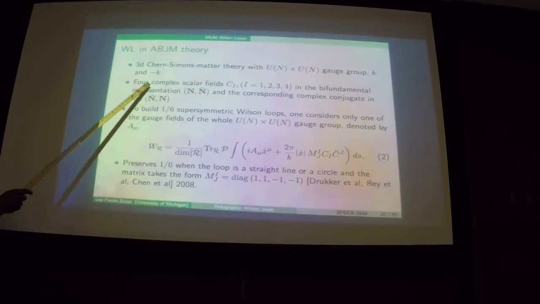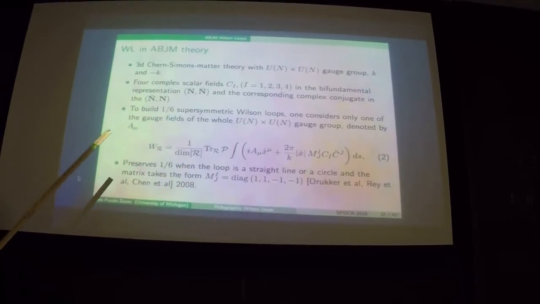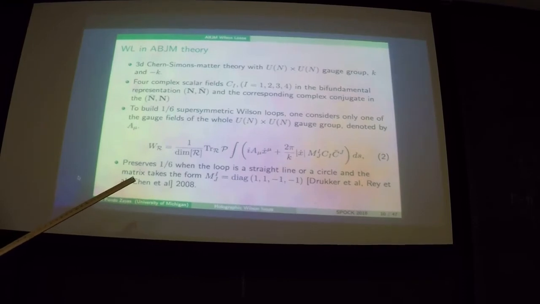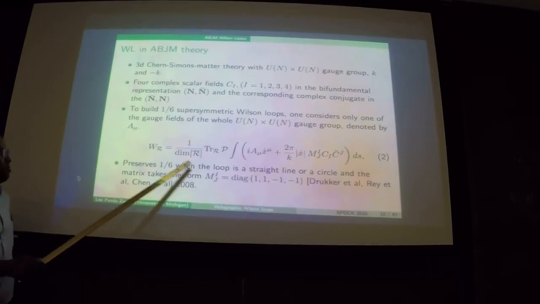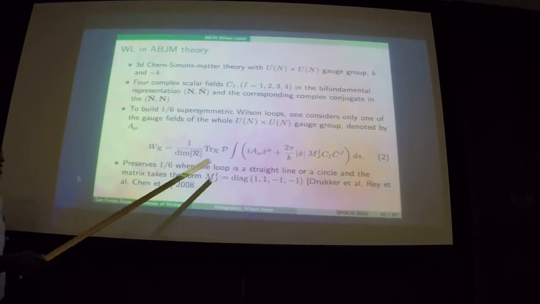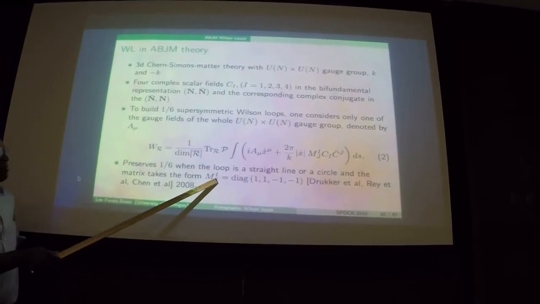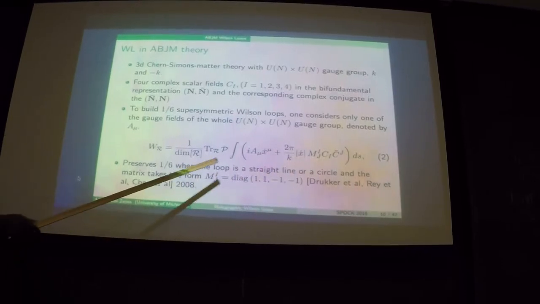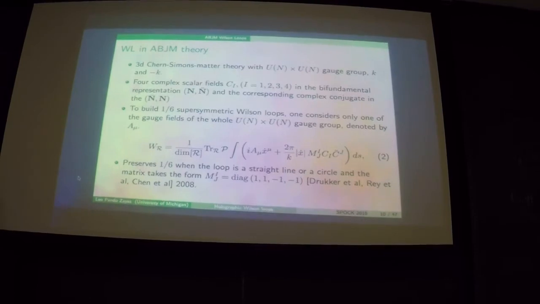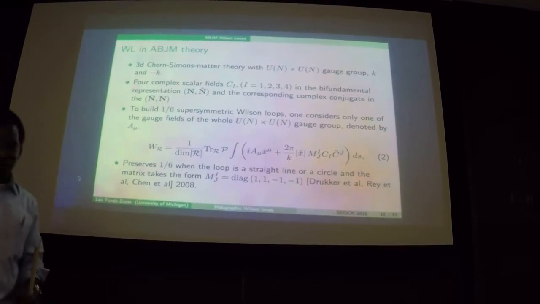So this ABJM is N=6, 24 supercharges. Let's keep that counting. But it preserves 1/6 of the supersymmetry if M_ij, this matrix here, takes this form, and then the contour is a straight line or a circle. So this is the object that I want to discuss.